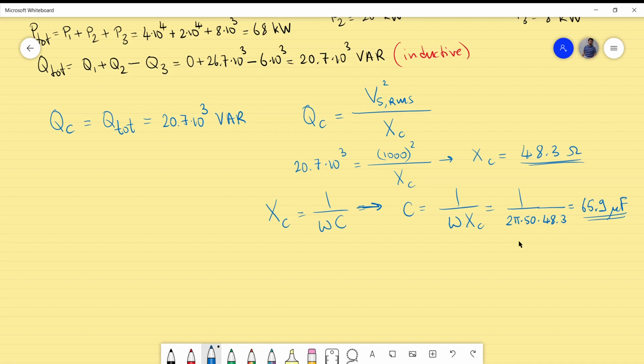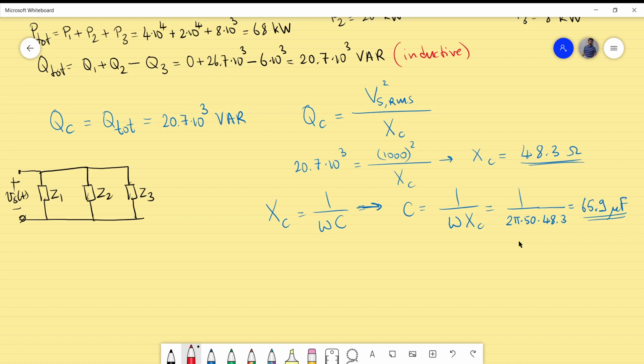So if I place a parallel component, let me sketch this. If I have the 3 loads here, so I will make this Z1, Z2, so for load 2 and for Z3, so I will have the voltage source connected across them, and this is the voltage source Vs, and the red one which will be placed across the complete system, and this is the capacitor I have just calculated, C, which has a value of almost 66 microfarads, or 65.9 microfarads.